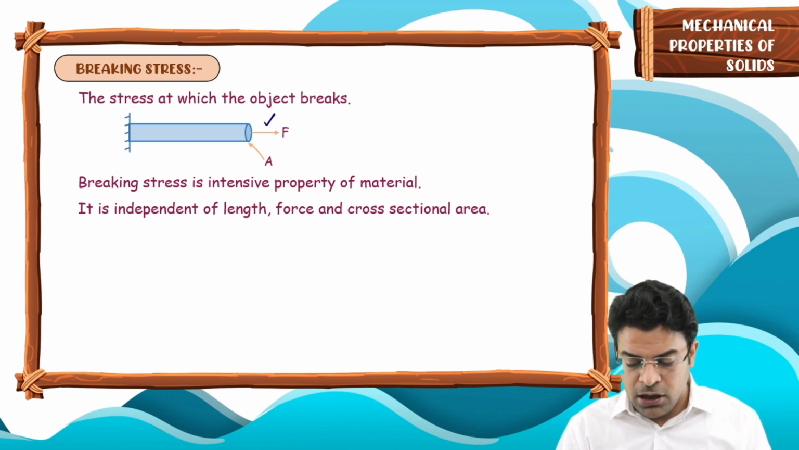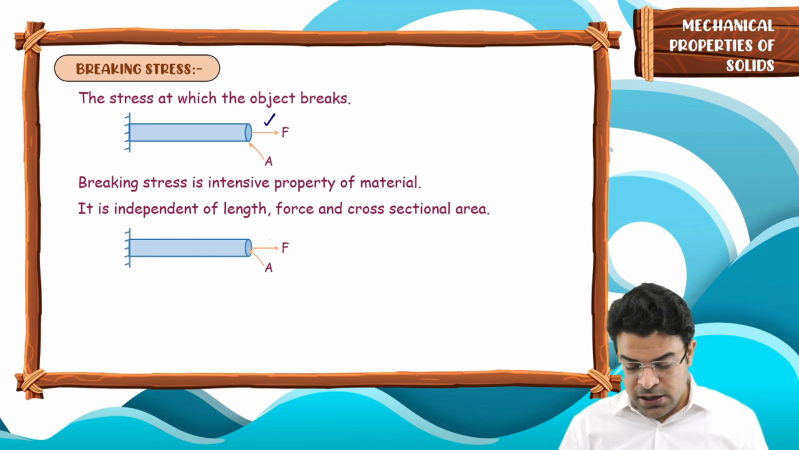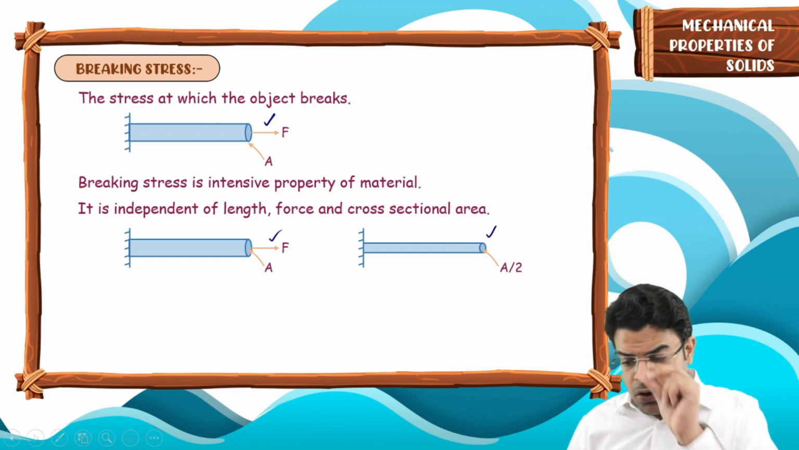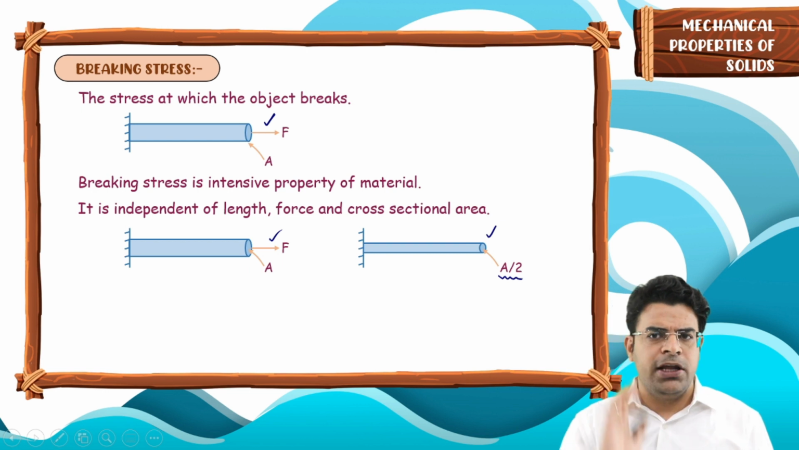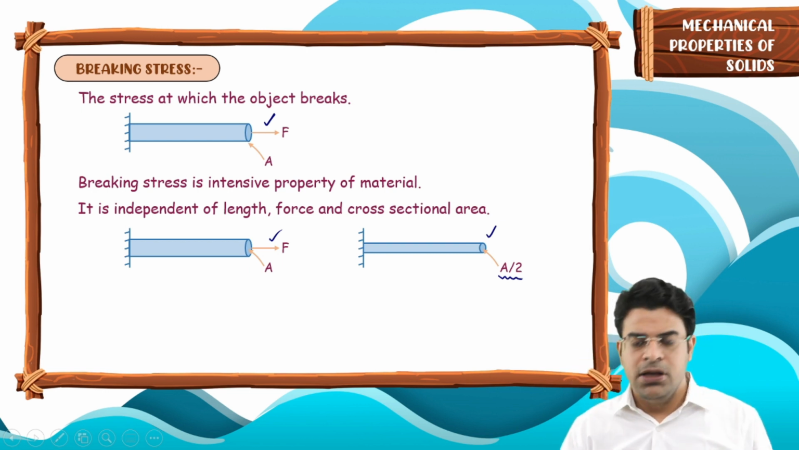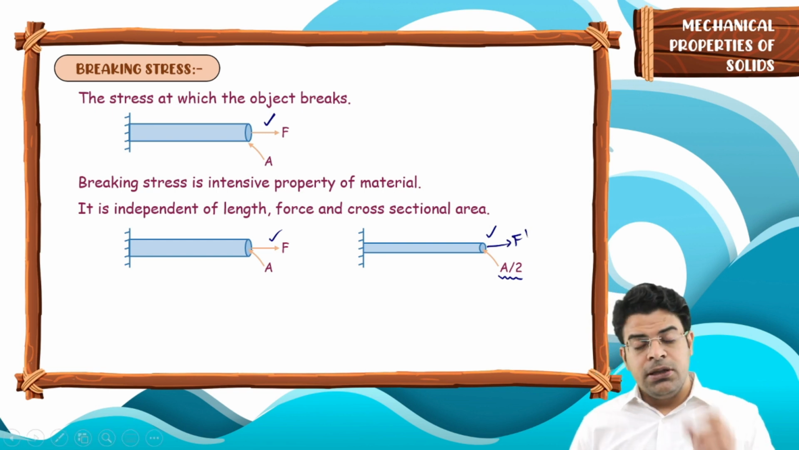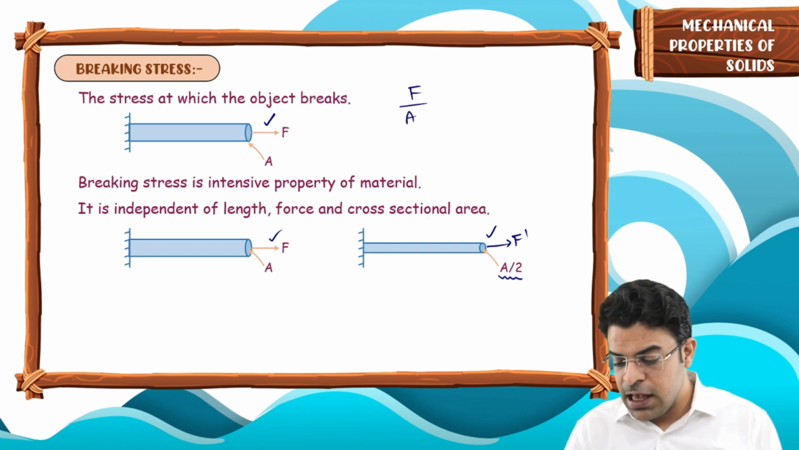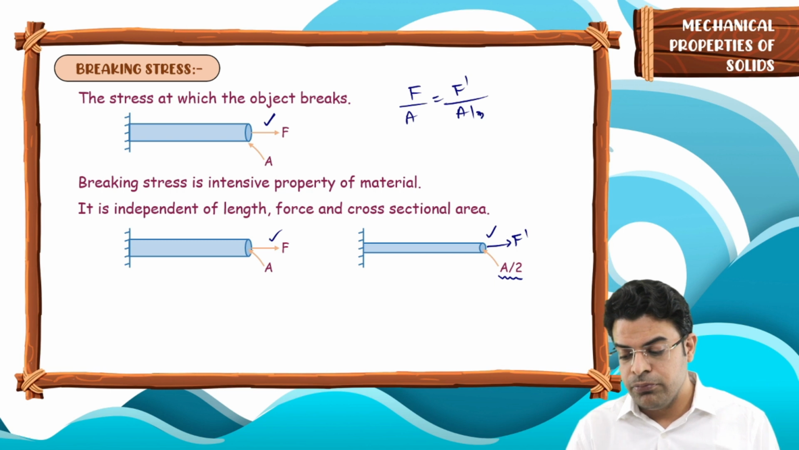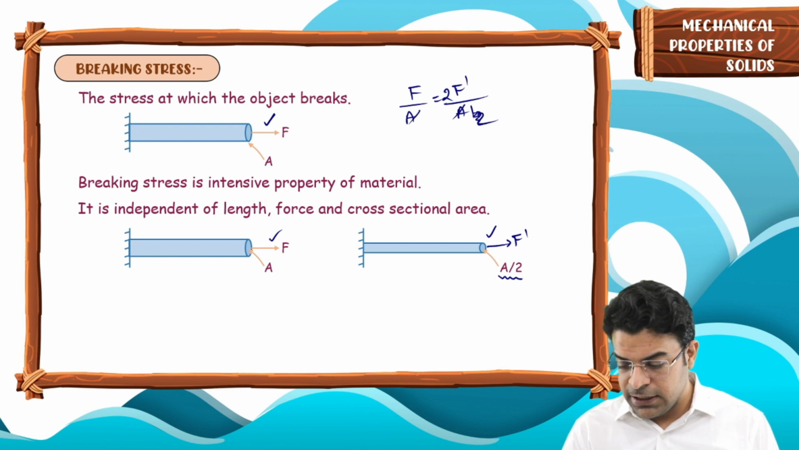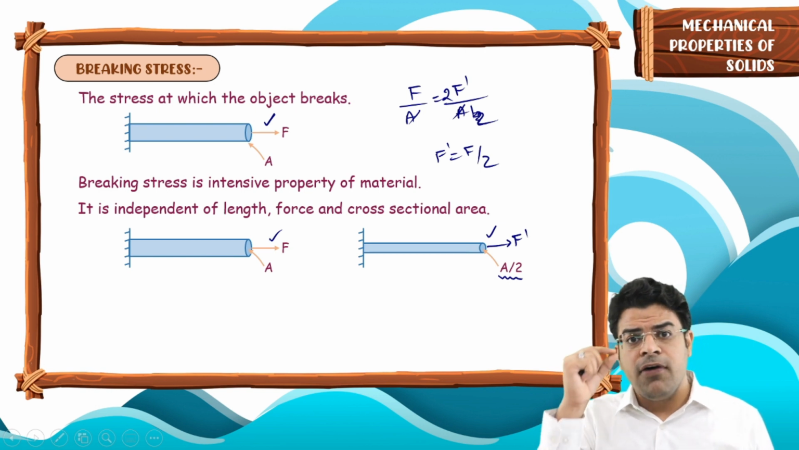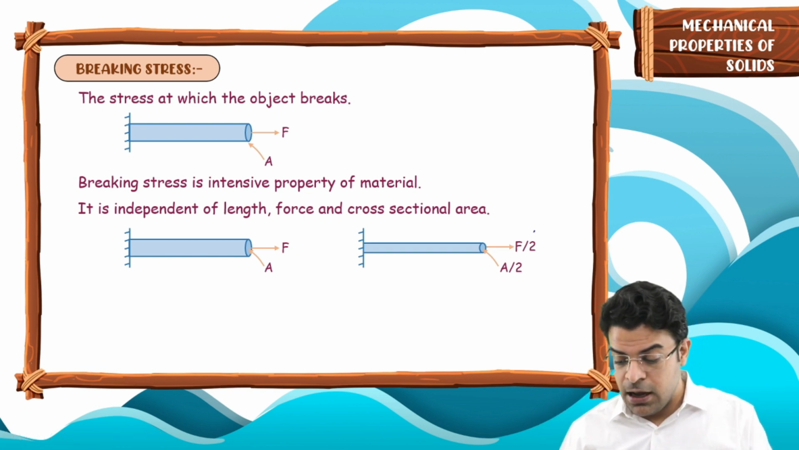So if we have a rod of cross-sectional area A and the force required to break is F, then what will be the force required to break a rod of cross-sectional area A by 2 made of the same material? You will say, sir, the breaking stress remains the same. Let's say here we need to apply a force F dash. The breaking stress for both the rods will be the same if they are made of the same material. So F by A has to equal F dash upon A by 2. The 2 moves from the denominator to the numerator, the A's get cancelled and you get F dash equals F by 2. So to break a wire of half the cross-sectional area, you have to apply half the force.